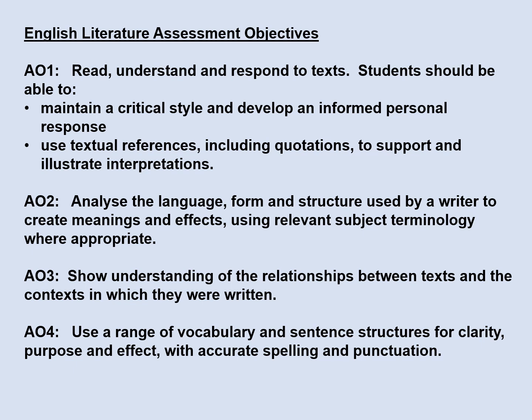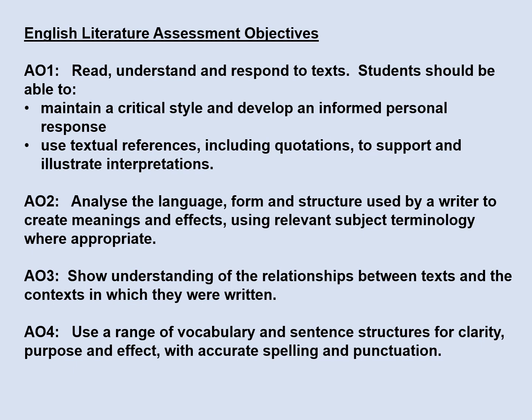Assessment Objective 1 requires pupils to read, understand and respond to texts. Students should be able to maintain a critical style and develop an informed personal response. Use textual references, including quotations, to support and illustrate interpretations. Assessment Objective 2 requires pupils to analyse the language, form and structure used by a writer to create meanings and effect, using relevant subject terminology where appropriate.